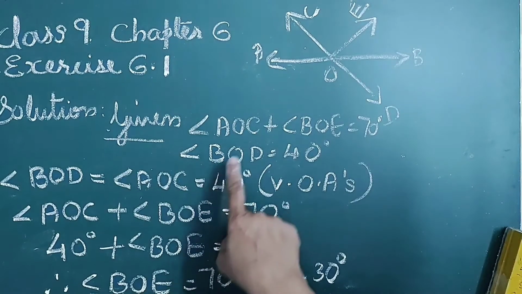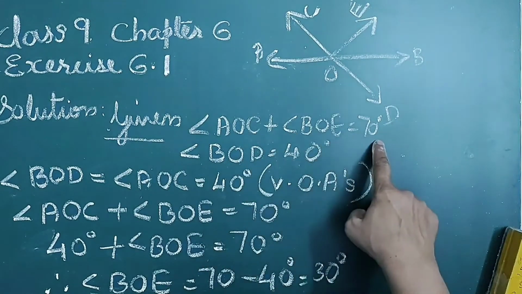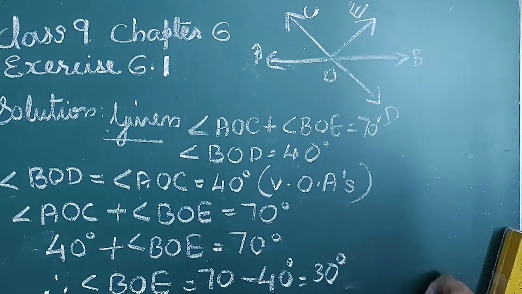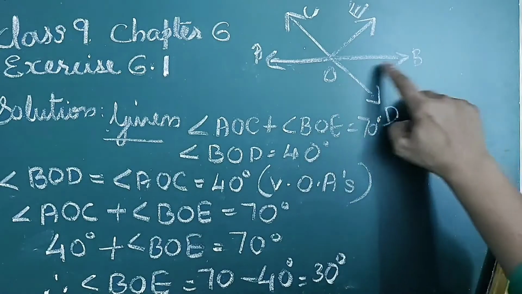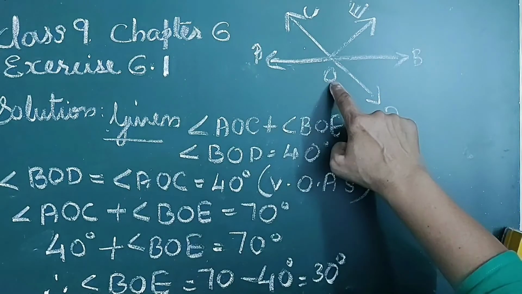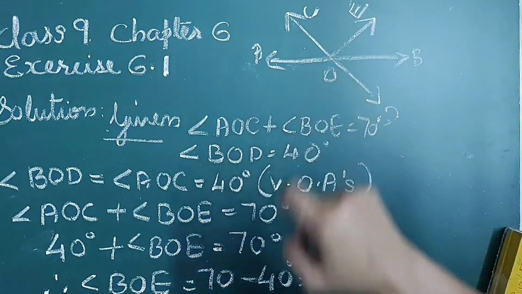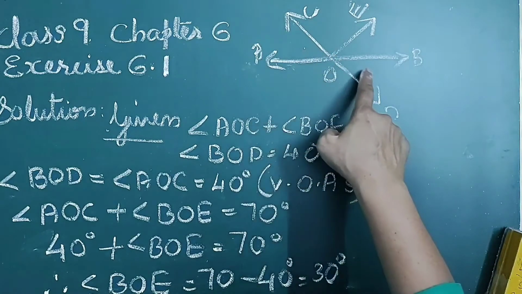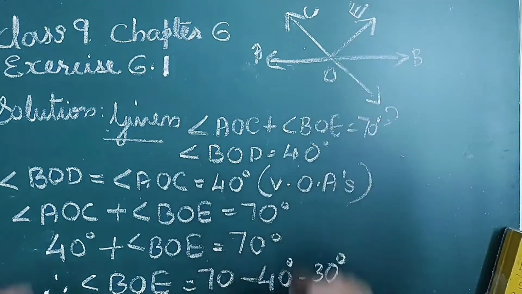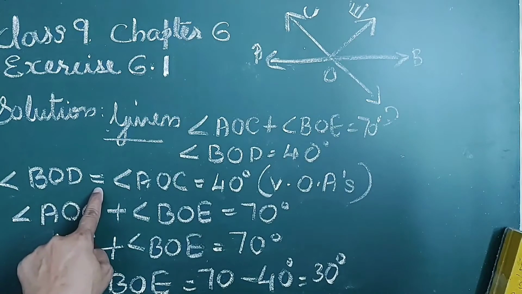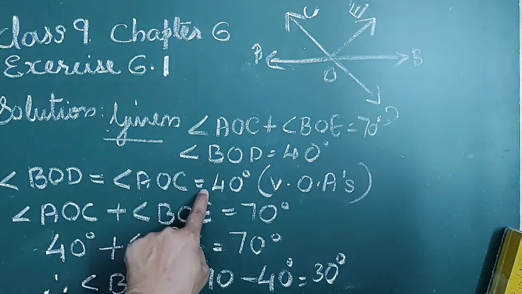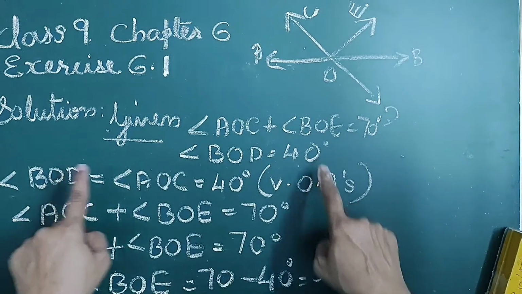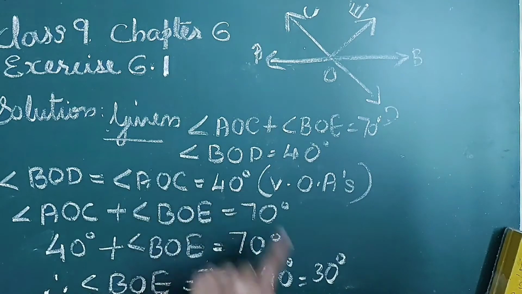Solution. Given angle AOC plus BOE equal to 70 degree, angle BOD equal to 40 degree. Now, from the figure, angle BOD and angle AOC both are vertical opposite angles. And we know vertically opposite angles are equal. Therefore, angle BOD equal to angle AOC equal to 40 degree. It is given angle BOD equal to 40 degree. Therefore, angle AOC also 40 degree.